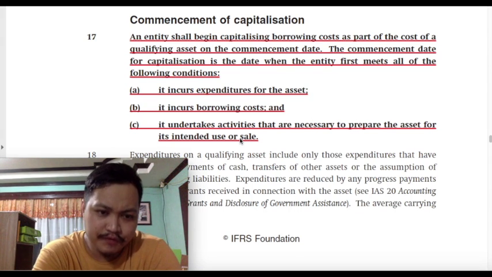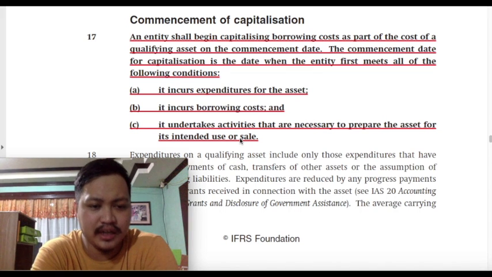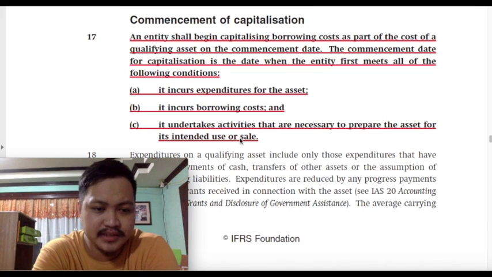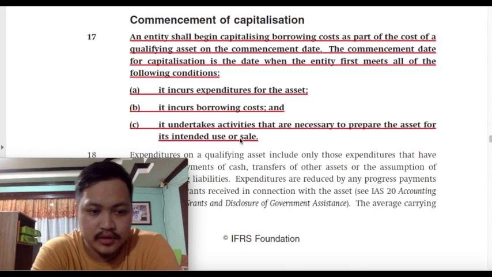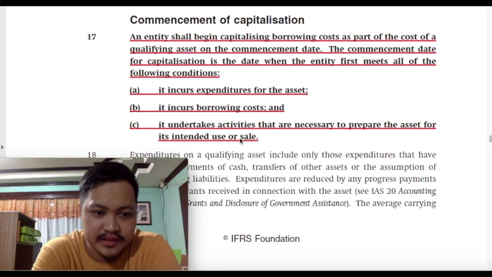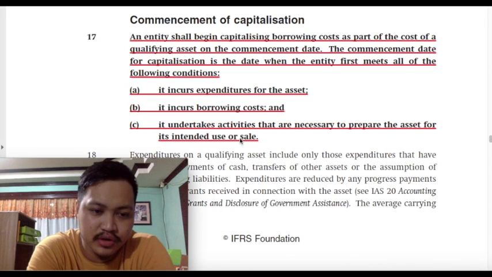But again, if you're given a very straightforward question, class, when do you start capitalizing your borrowing cost? Your answer would be, capitalization of borrowing cost will begin on the commencement date. Then you will be further asked, when is the commencement date? The commencement date is the date in which the entity has already incurred expenditures for the qualifying asset, incurred borrowing cost, and undertaken activities that are necessary to prepare the asset for its intended use or sale.